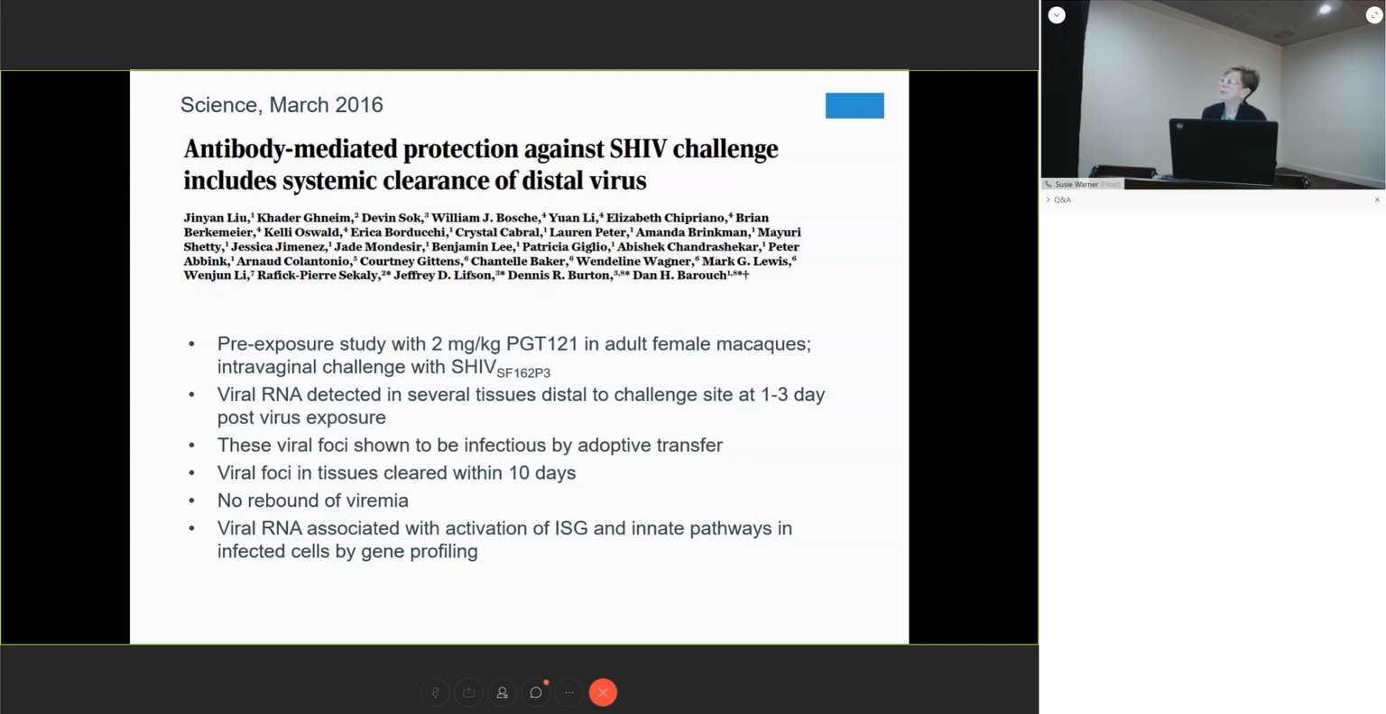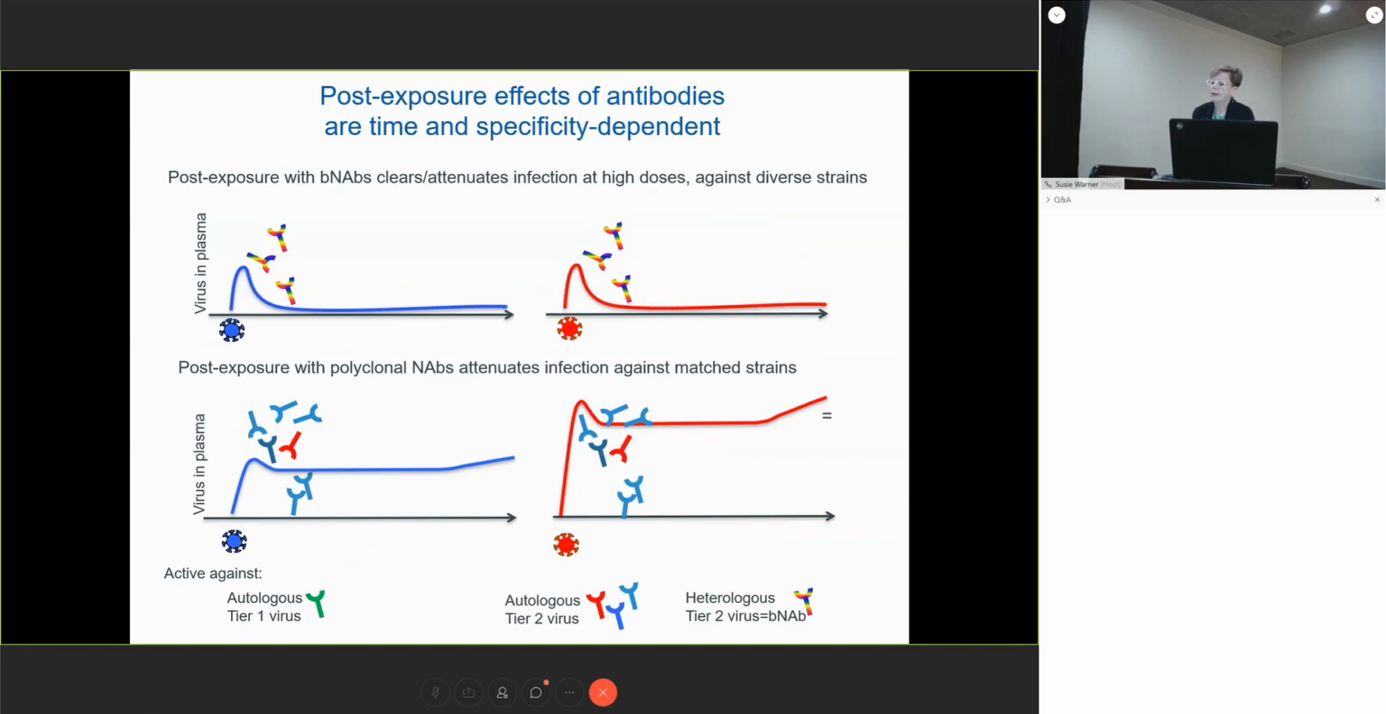But what was important about the study was they showed that the viral RNA was being expressed in tissues distal to the challenge site after the exposure, suggesting that the antibody has the power to get to the virus that's being expressed and participate in clearance. However, it is not known whether the antibodies actually did that. They have capacity to do that in vitro, but it could be that the virus just was neutralized and effectively reduced the dose.